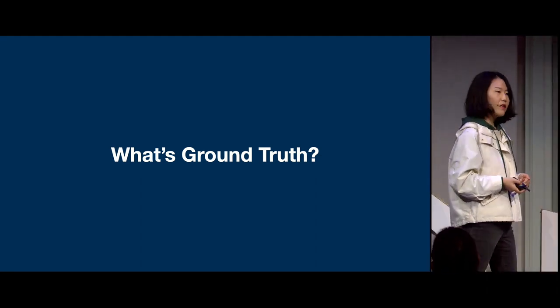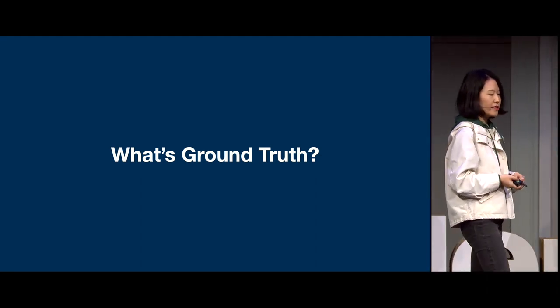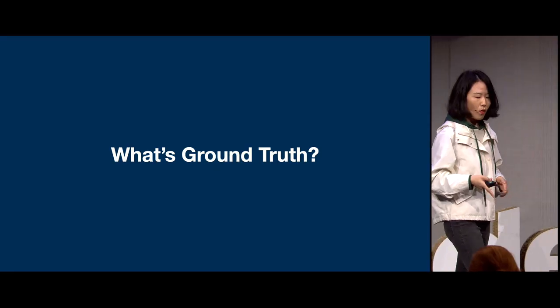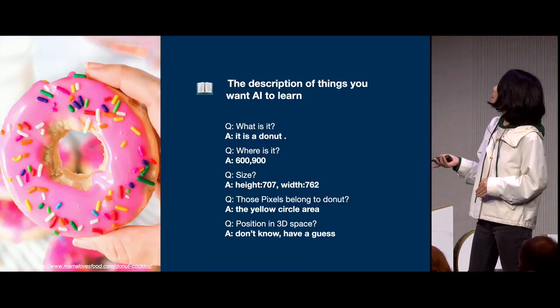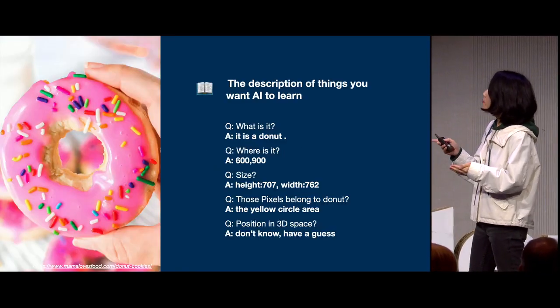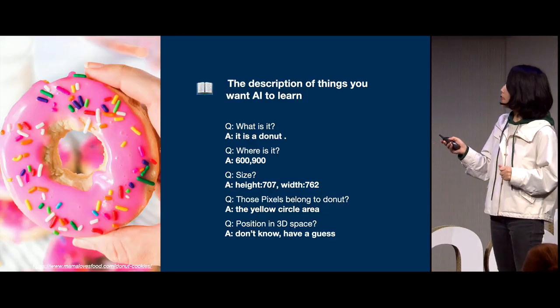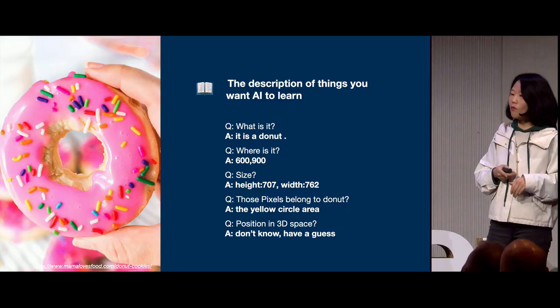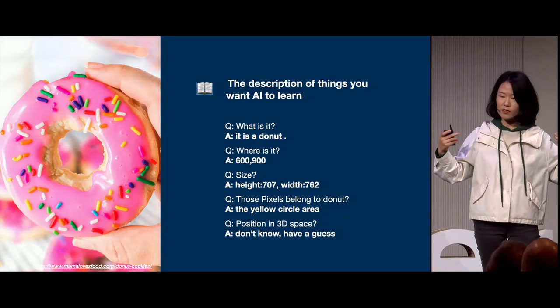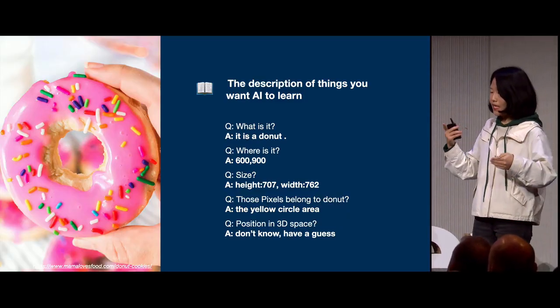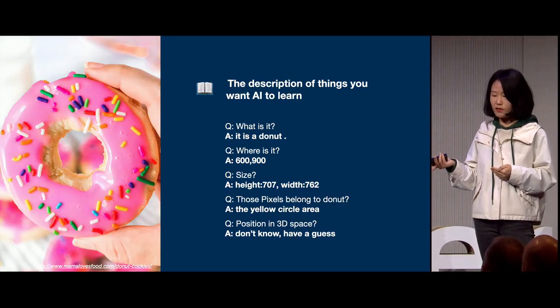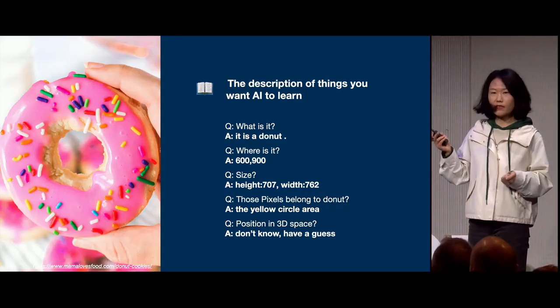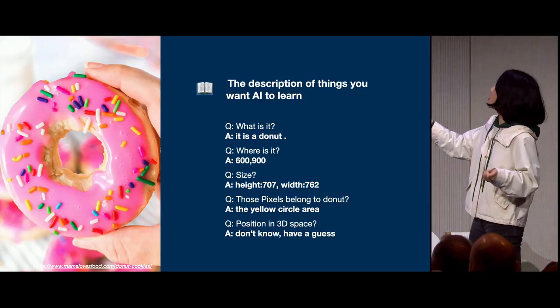And the second concept we need to understand is the ground truth. So what is ground truth? Talking about giving data for AI training, we don't only mean giving this picture, but we want to give a lot of descriptions about what aspects we want AI to learn. For example, what is it? It's a donut in this case.